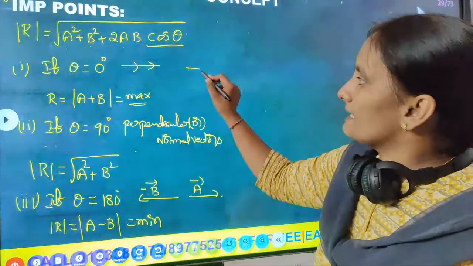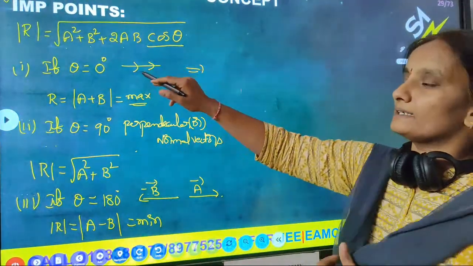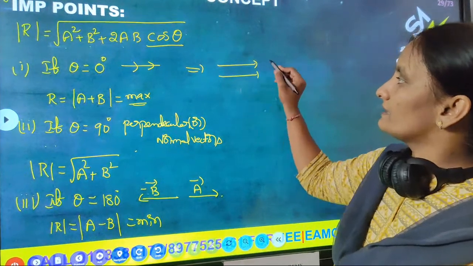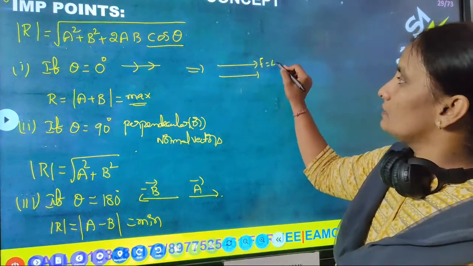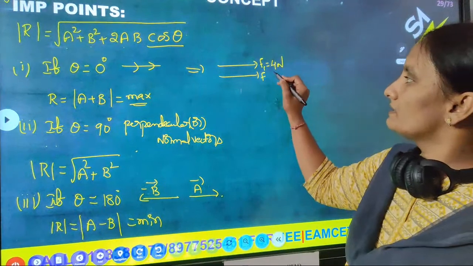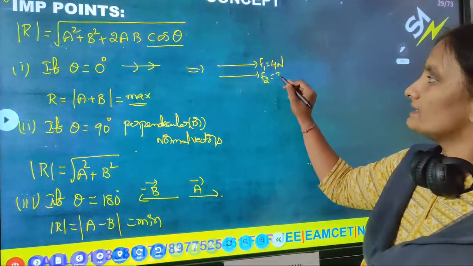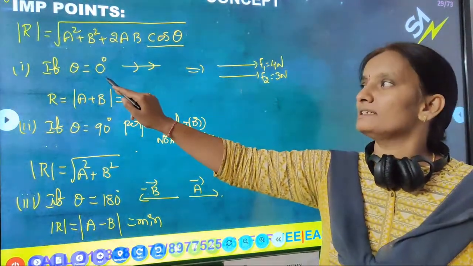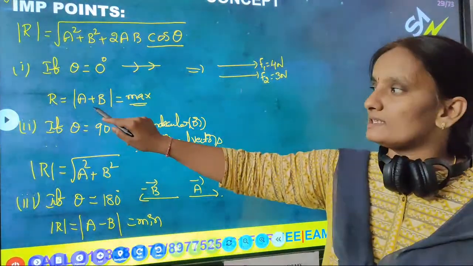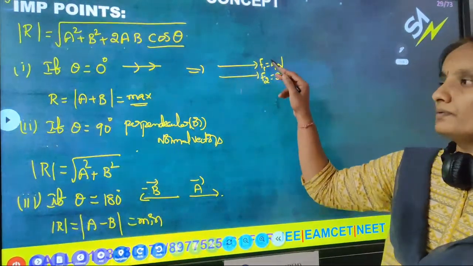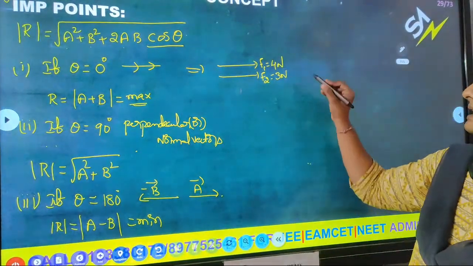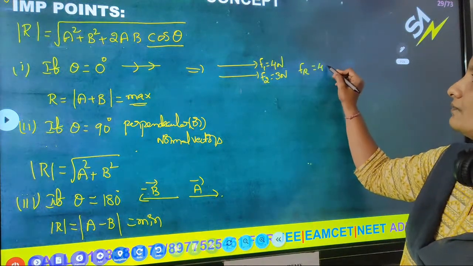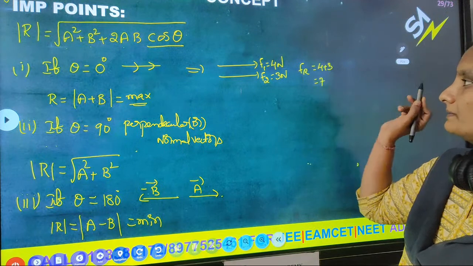Let us see with examples of these, starting with parallel vectors when theta is 0. There are two force vectors. F1 is equal to 4 newtons and the second force vector is 3 newtons. They are in the same direction. Theta is 0. So we can use this result to find the magnitude of these two vectors. Then the resultant force of these two vectors will be 4 plus 3, 7.